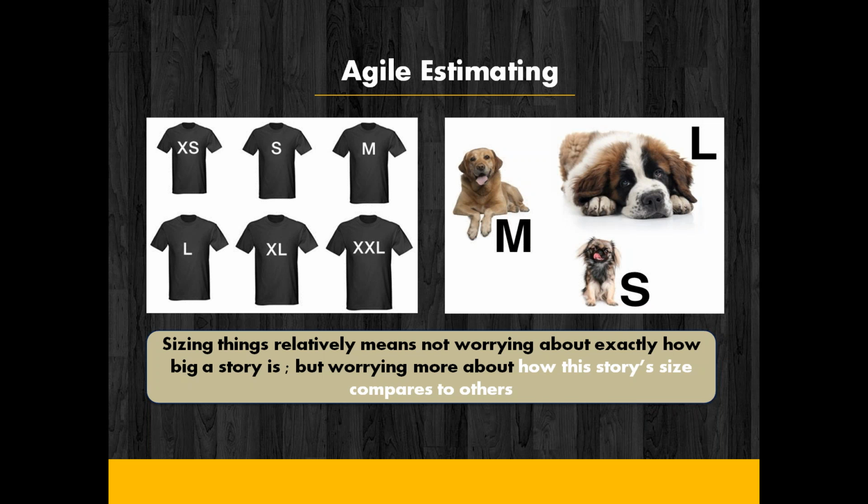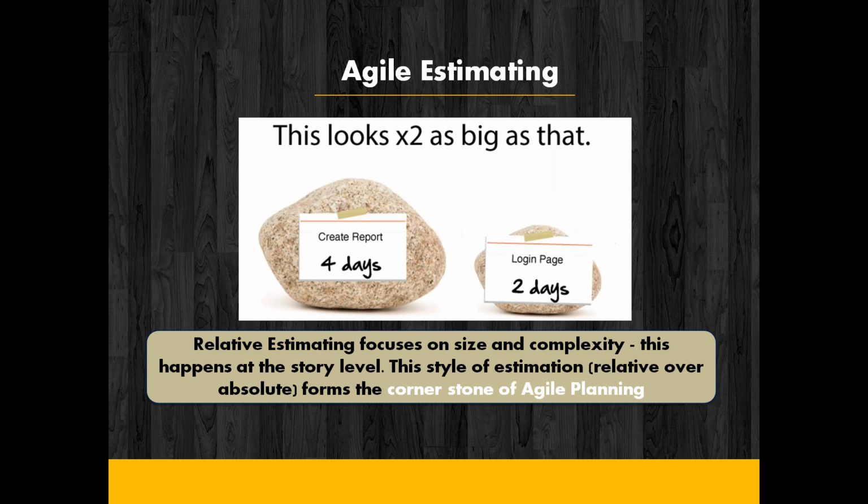So for example here, it comes up to 2 days of estimation work. But if I ask you to create a report, that is another requirement. So you can compare it with the login page. Creating a report is a requirement twice as large as the login page, so it comes to 4 days. So it is twice the amount of requirement one. So relative estimation focuses on size and complexity. So this is the cornerstone of Agile planning.